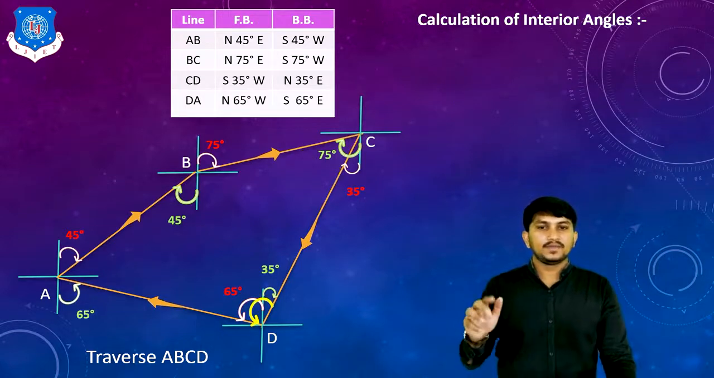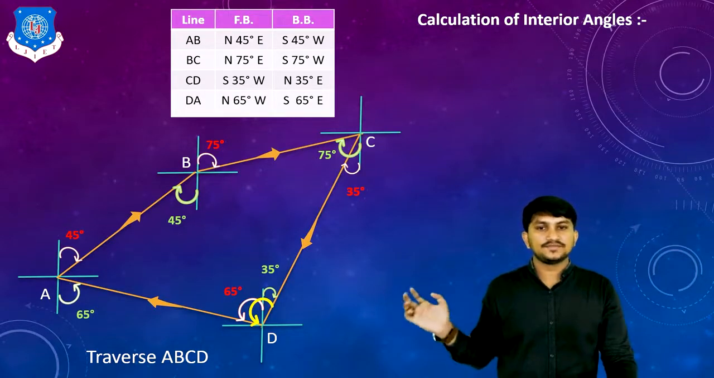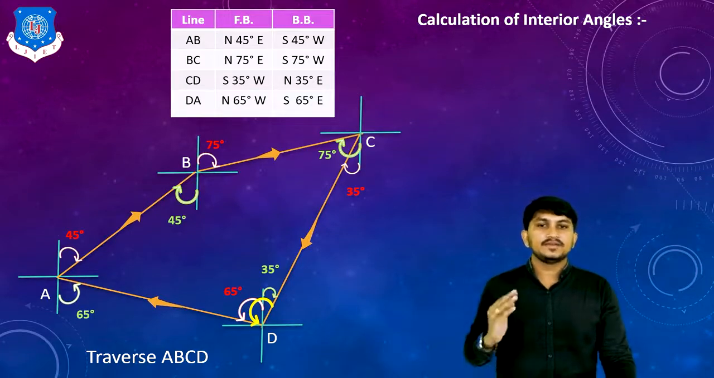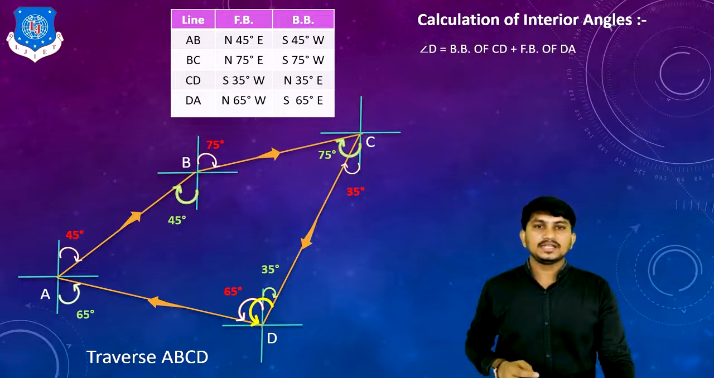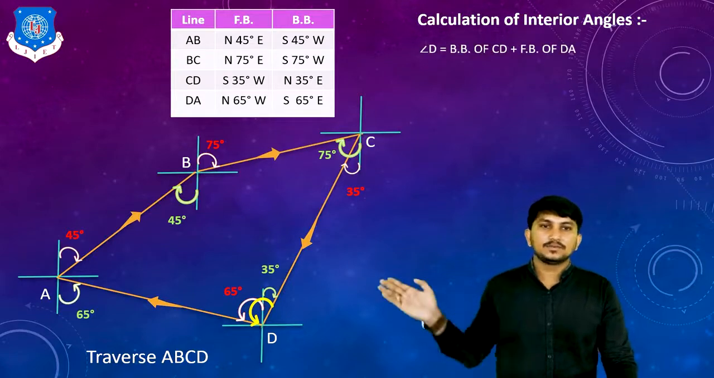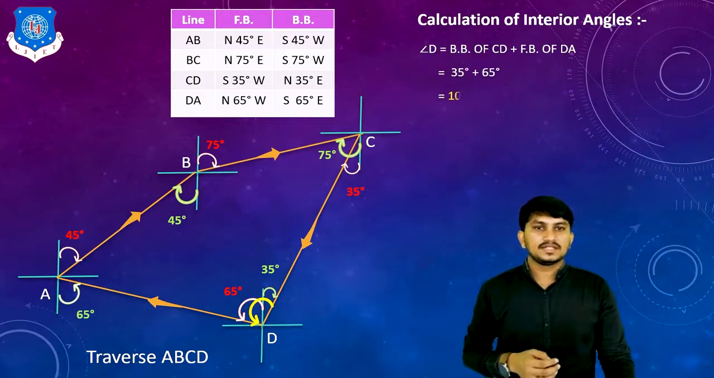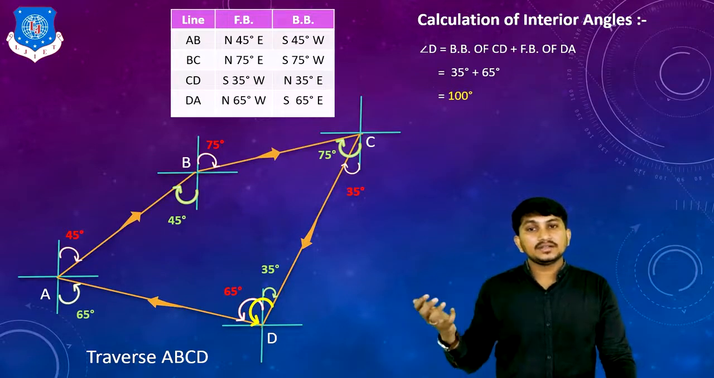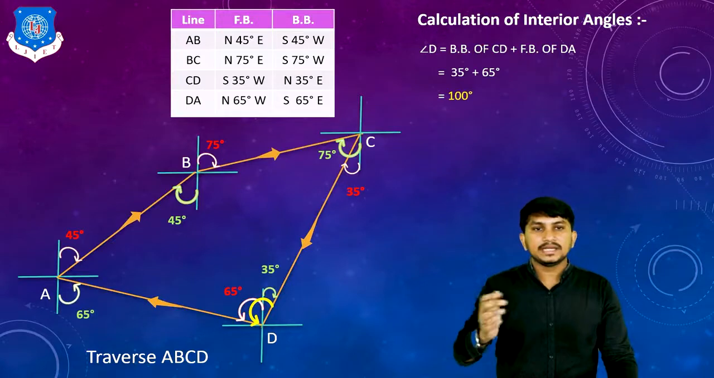To find angle D, we have to add these two values, 65 plus 35. 65 is the fore bearing of DA, 35 is the back bearing of CD. So angle D is equal to back bearing of CD plus fore bearing of DA. 35 plus 65, 100 degree. This is how we can calculate the interior angles of stations A, B, C and D.